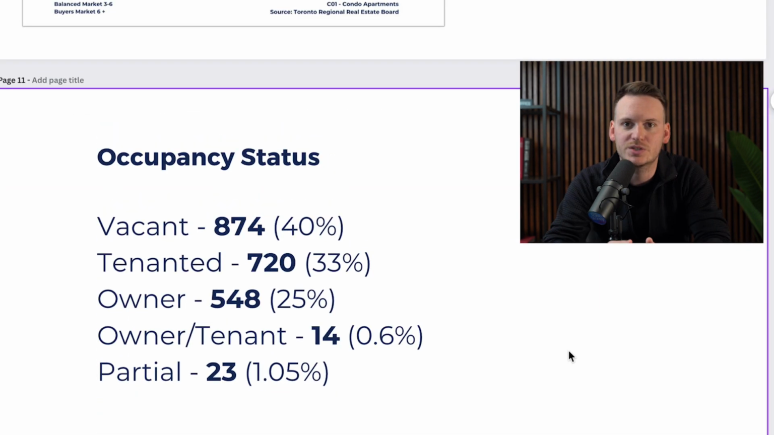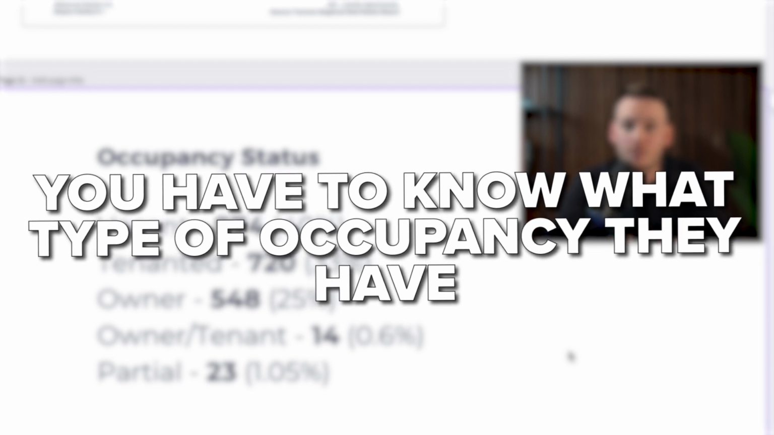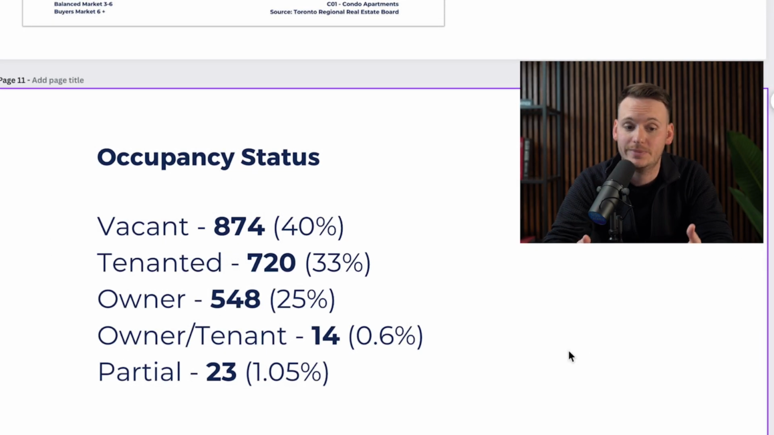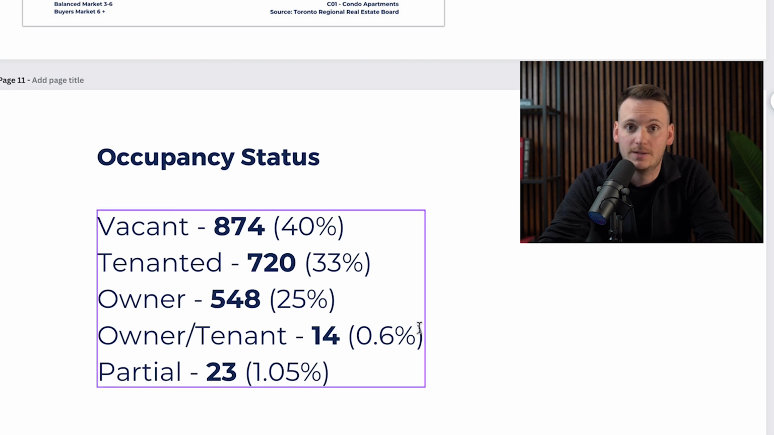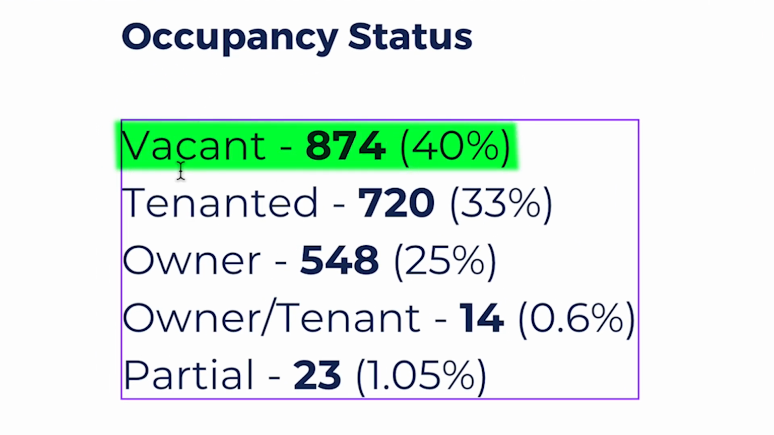The second thing is, for the properties that are currently on the market, I think you have to know what type of occupancy they have. Now, you can do this in most MLS searches. You can search what type of occupancy it is. So right now in my market, 40% of our competition is vacant. That means to me that investors are liquidating these properties.